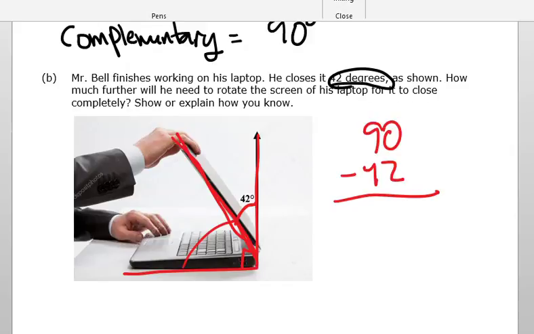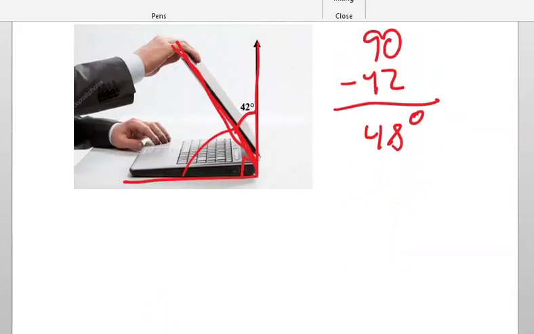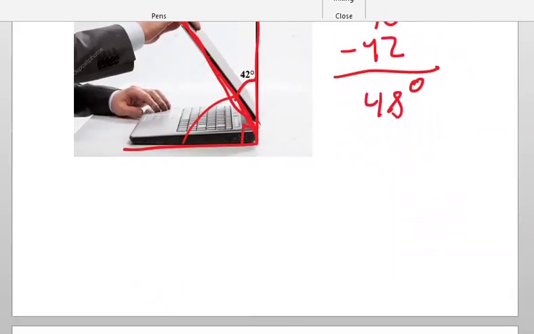And that gives me 48 degrees. He has to go ahead and close at 48 more degrees. All right. And so this gives me another complementary angle.